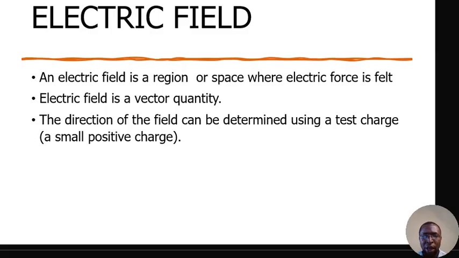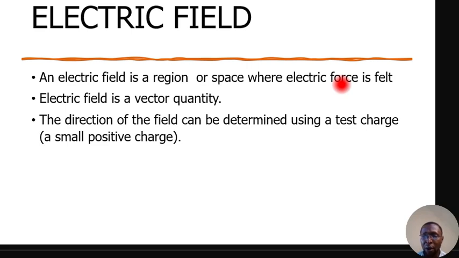Now, I'm talking about electric field. Think of it like a football field. A football field is a region where football is played. The same thing applies to electric field. Electric field is a region where electric force is felt. So any region where you can feel the force of electricity is known as electric field.